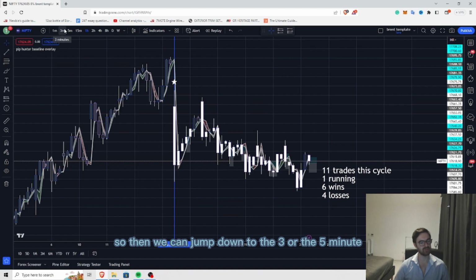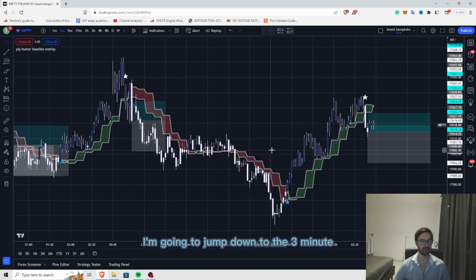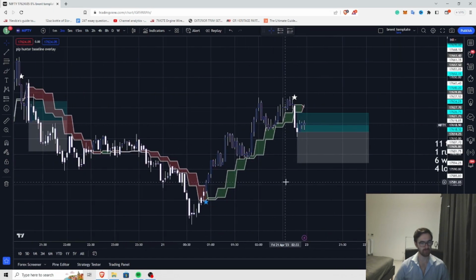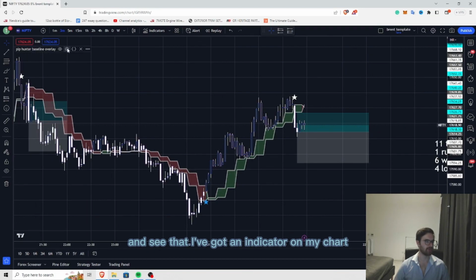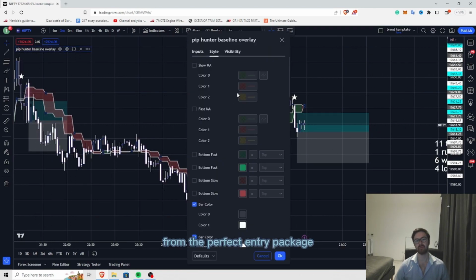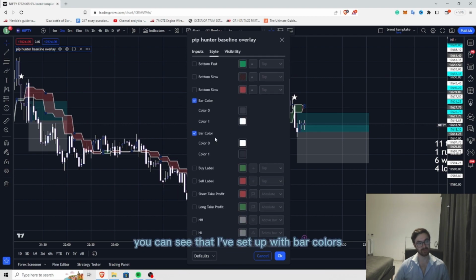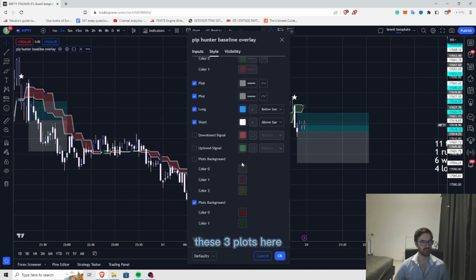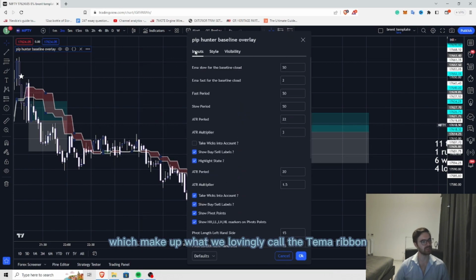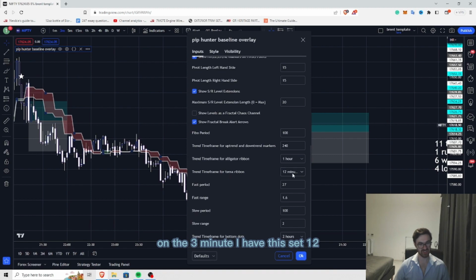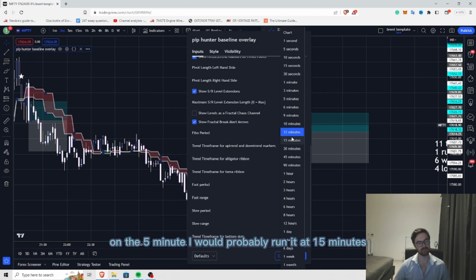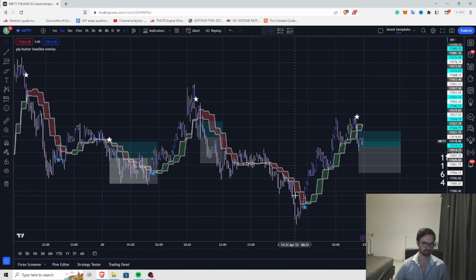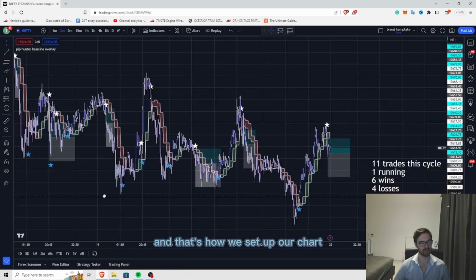Then we're going to jump down to the 3 or the 5 minute. I'm going to jump down to the 3 minute and we'll get more into it. You'll see that I've got an indicator on my chart. This is the Pip Hunter baseline overlay from the Perfect Entry package. You can see that I've set it up with bar colours and then the stars and these 3 plots here, which make up what we lovingly call the teamer ribbon. On the 3 minute I have this set to 12. On the 5 minute I would probably run it at 15. And that's how we set up our chart.